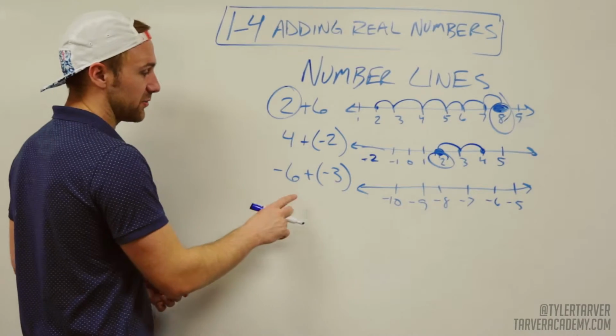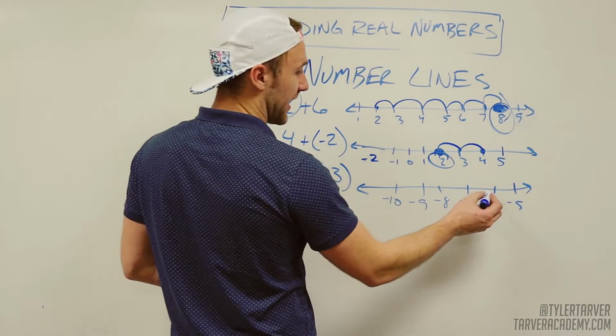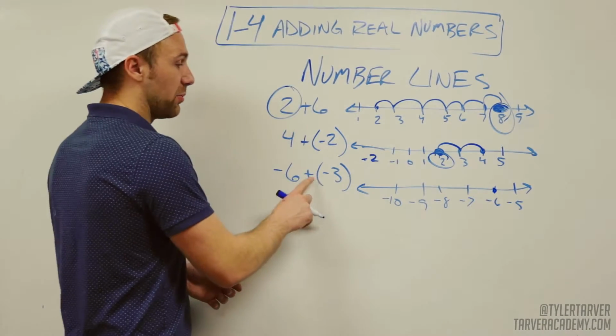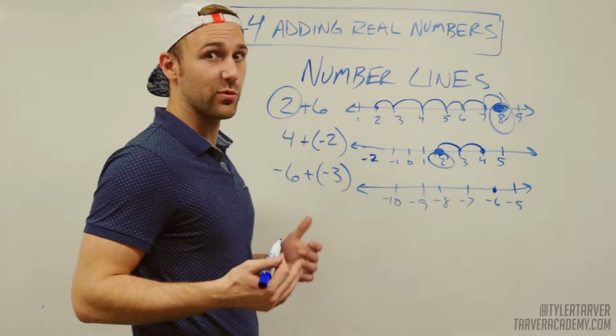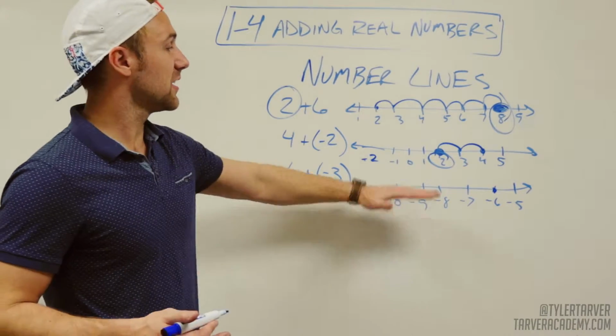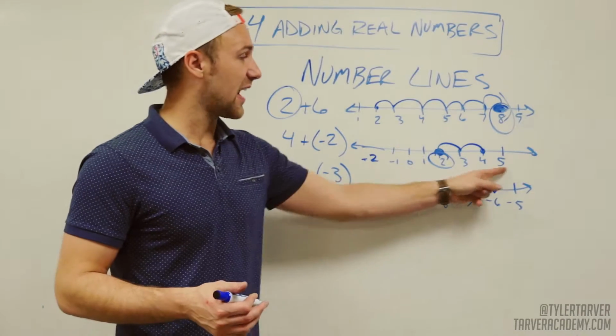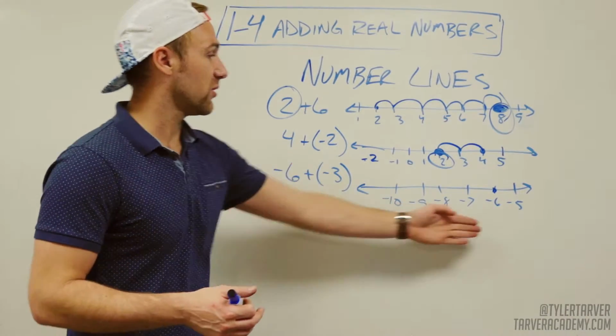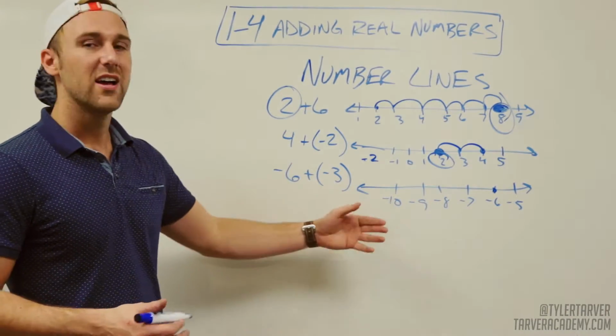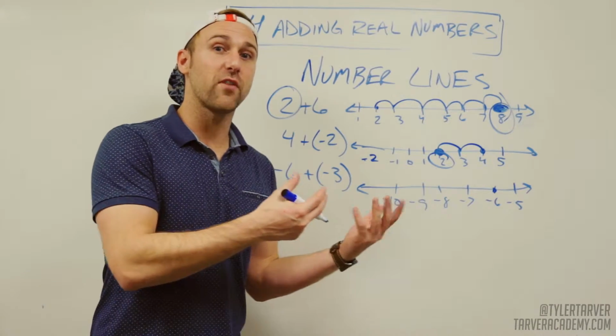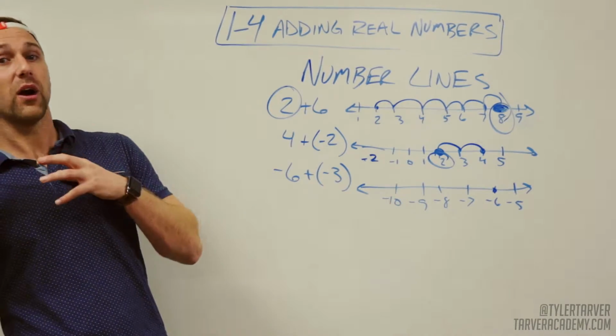Okay, so let's try this last one. Negative 6 plus negative 3. So we got negative 6 where I want to start, and I want to go plus negative 3. So I want to go back 3. Okay, a lot of times these number lines wig people out because you see it gets higher there, but then it gets lower here. So it feels like, oh, I'm getting bigger and bigger and bigger. It's actually a smaller number because you're going further away from going up.